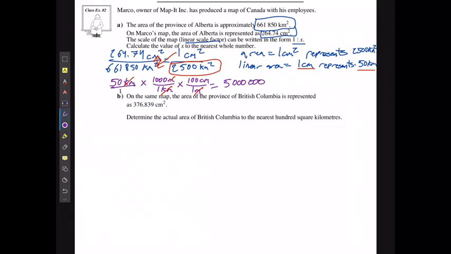Which means that if I'm calculating the value of x, it would be 1 to 5 million. There's my x. So step 1 is I need to calculate the area difference. I take the square root of the area in order to find the linear difference. And if I do the linear difference, as long as I have them in the same units, it's going to tell me what that scale factor is.